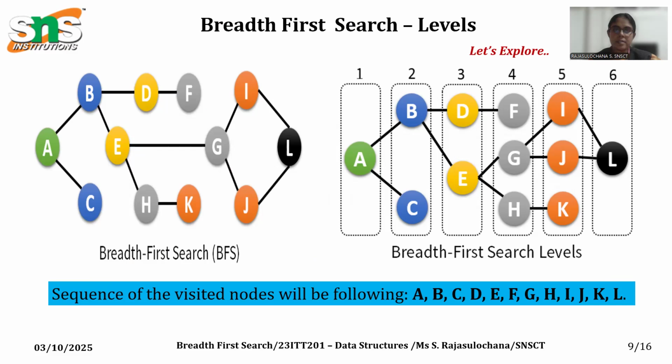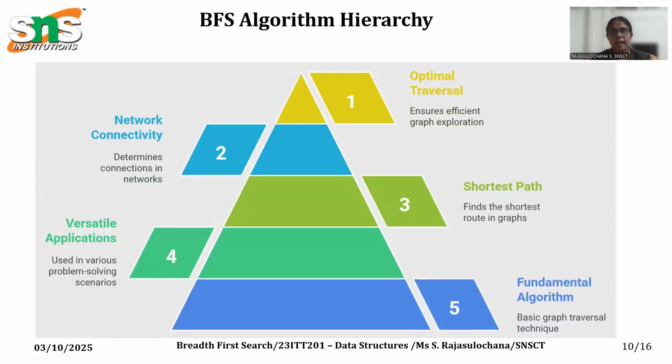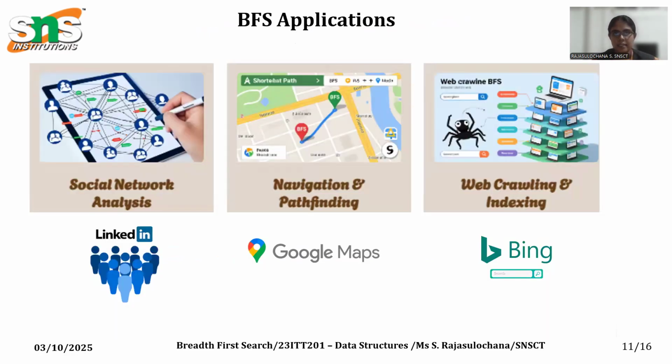So the vertices are visited in a level by level manner. Initially, the vertex at level 1 is visited, and next the vertices at level 2 will be visited, and so on until the vertex at the last level is visited. So this is the hierarchy of the BFS algorithm. It is one of the efficient graph exploration algorithms, and it is used in determining the connection between networks. It is also used for finding the shortest path in a graph. It is also employed in various problem-solving scenarios for obtaining efficient solutions. And it is one of the most basic graph traversal techniques that is used.